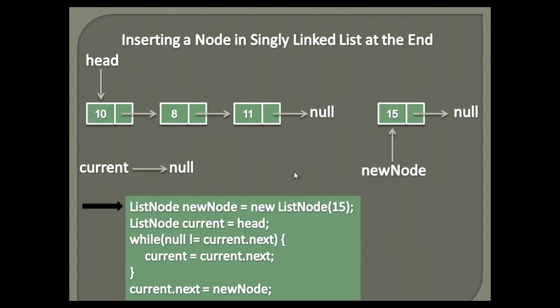Step 1 creates a new node having data as 15, and next node points to null. Moving further, in order to insert new node at the end, that is just after last node, we need to traverse list till last node. For that we create a temporary list node variable, by name current, and point it to head.